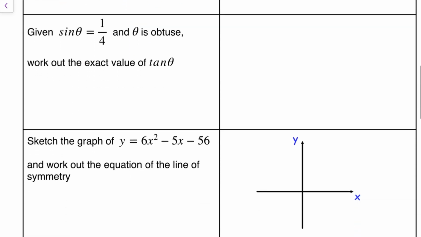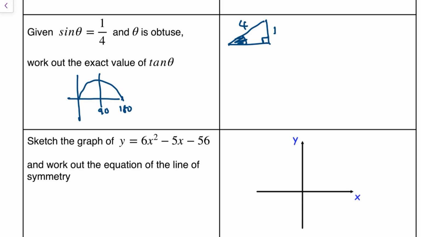Next question. Given sine theta equals a quarter and theta is obtuse. As we've done before, obtuse means it is between 90 and 180. Now I'm going to draw a quick triangle. I could use various formulae, but a triangle is much easier here. This is a right angle triangle, there's my angle there, opposite is 1, adjacent is 4. 4 squared is 16, minus 1 is 15.